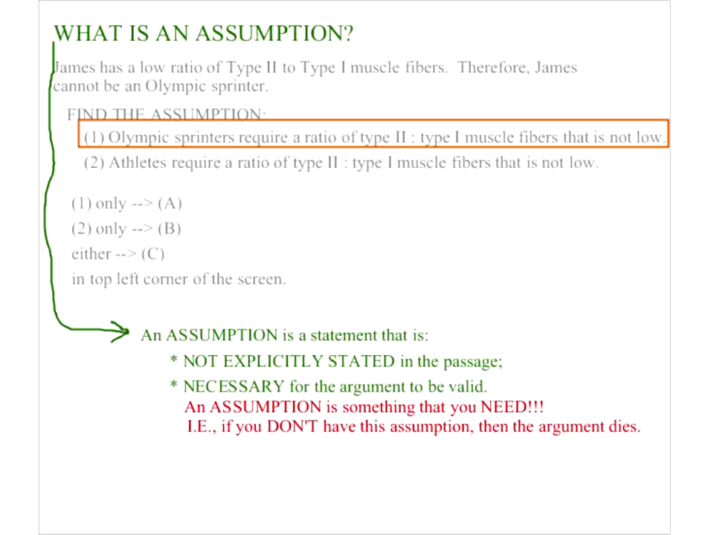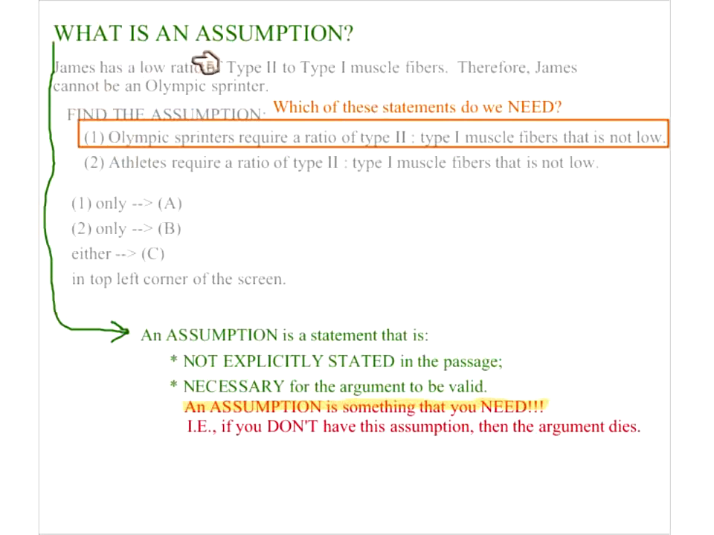A lot of people don't realize that it's this strong of a condition. An assumption is something that is absolutely necessary. So let's go back to this passage and revisit, now that we know what an assumption means, which of these statements must be true? Which of these statements do we need? I think a few of you thought that both of them were assumptions. Let's revisit that in light of this new realization. Which of these statements do we actually need?